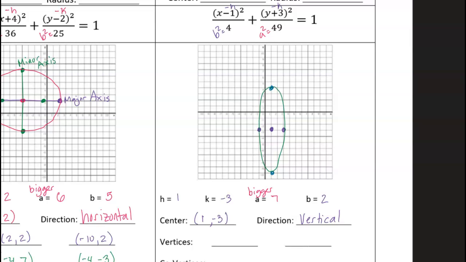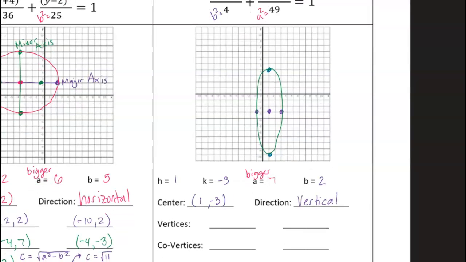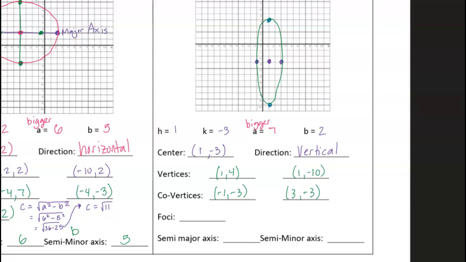Okay. So my vertices are located at 1, 4, and 1, -10. And my co-vertices are -1, -3, and 3, -3. My semi-major is determined by my A, and my semi-minor is my B.